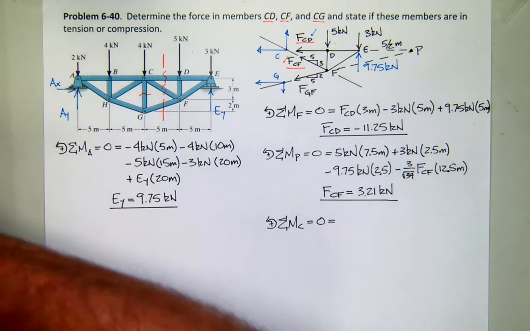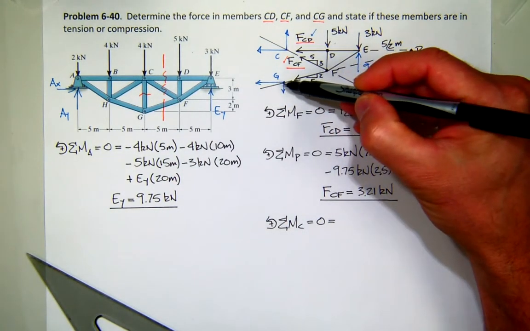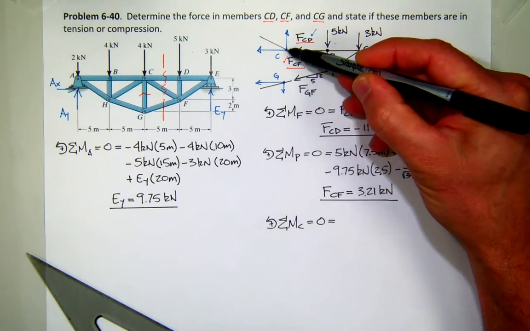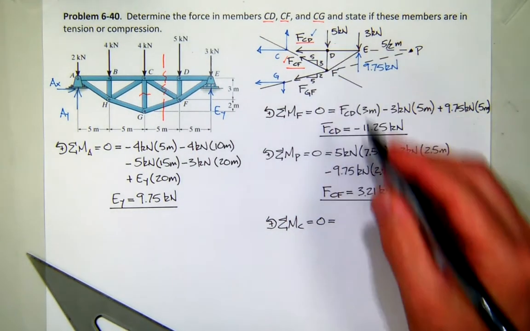Now why do I do that? Because when I'm at G and I'm looking at the moment about C, all I need is the X component. And that distance is really easy to find. So let's first account for all the forces.